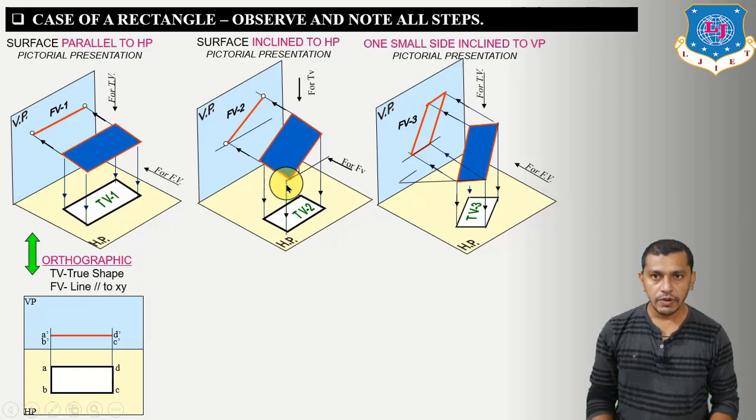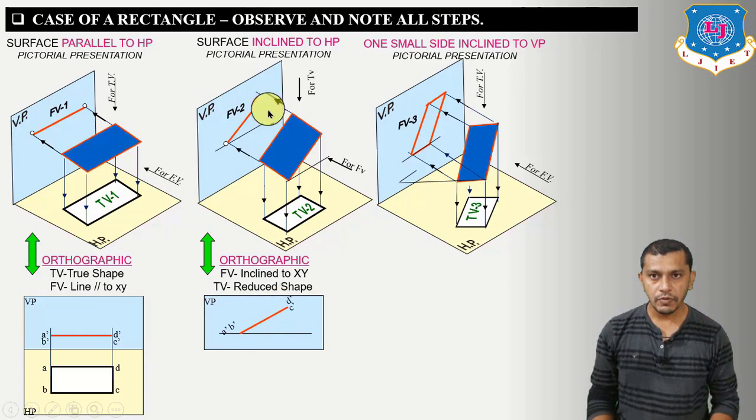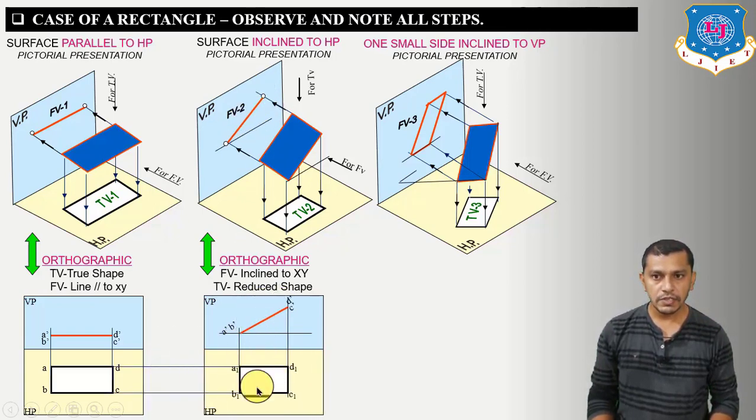Now to draw the front view and top view in the second stage, this will be the front view, which is inclined at an angle of theta to the XY reference line, and this will be our top view, which is of the reduced shape. So the front view is inclined to the XY reference line, and the top view will be a rectangle of reduced shape, and right now the length of this line will be equal to this line. So we have inclined this line, then we have projected the end points of the lines, and we have projected these corners from the first stage. So here we will get the top view in the second stage.